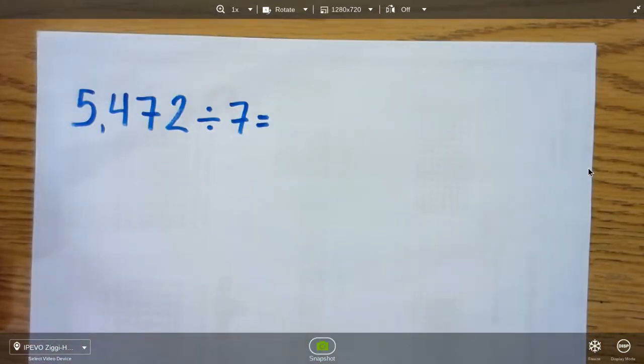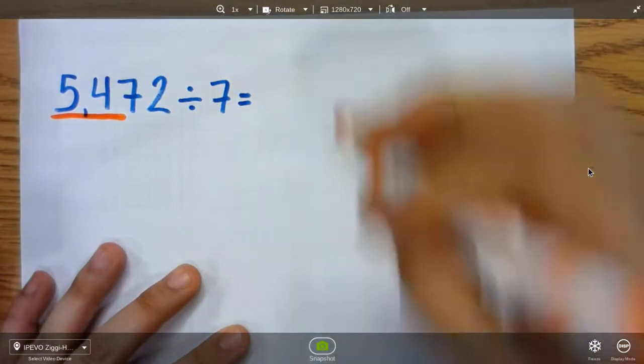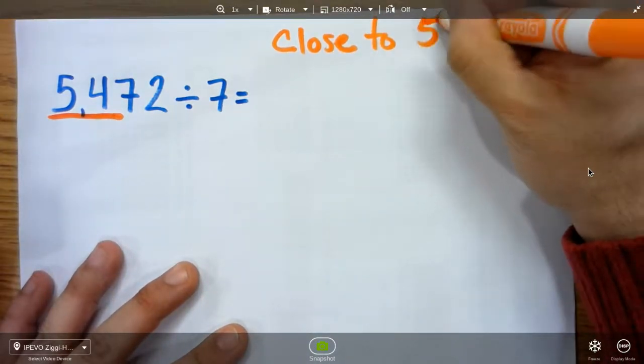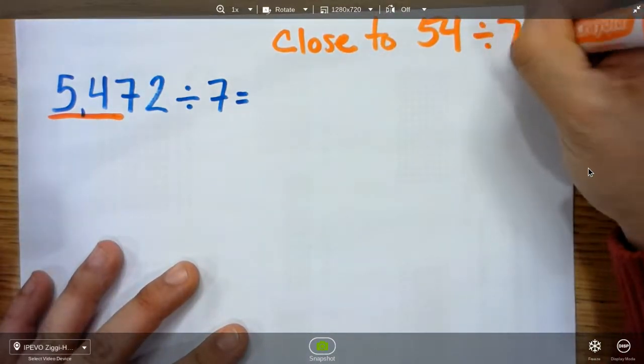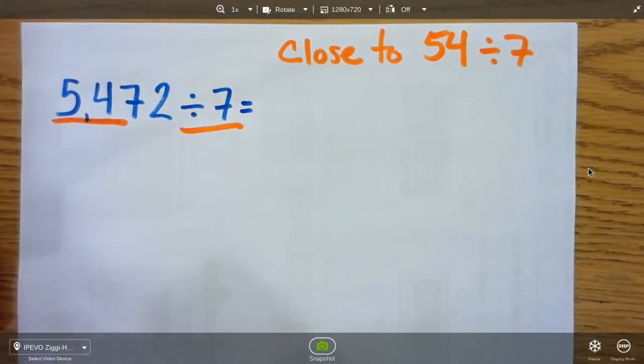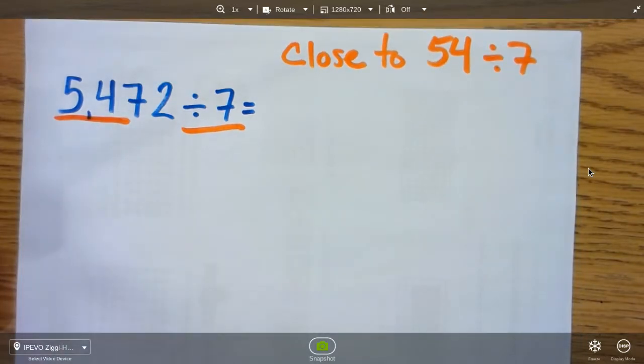Let's take a look at this example right here. 5,472 divided by 7. So now we're looking at some larger numbers here. I'm going to use the same strategy. I'm just going to look at my first two digits, and I'm going to find a base fact that's close to 54 divided by 7. So I need something close to 54 divided by 7. Well, let me think of my multiples of 7. I know that 7 times 6 equals 42. We're getting closer to 54. 7 times 7 is 49. Now we're getting a bit closer here.